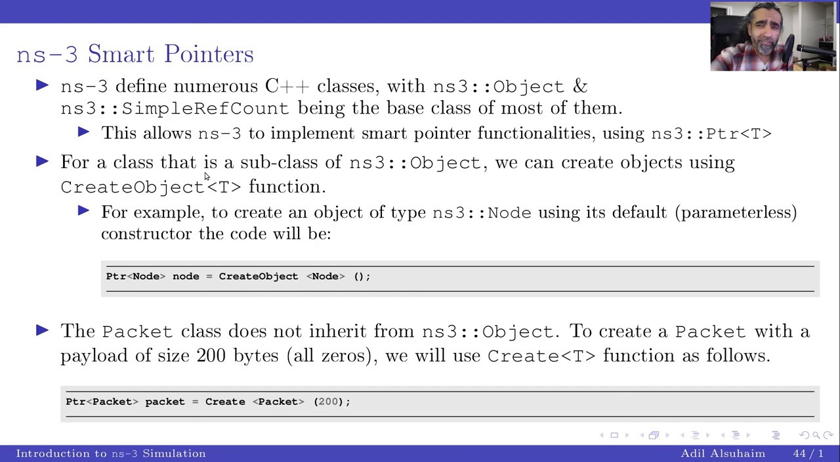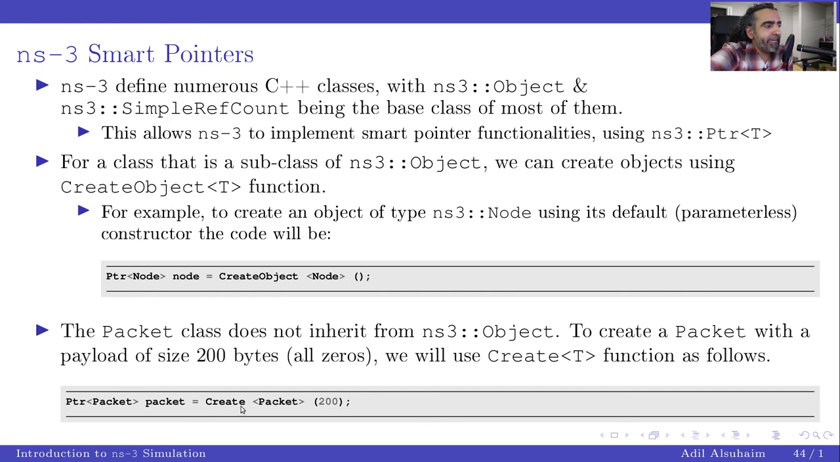If you ever use C++ Boost, this is similar to it. Pointers are represented with Ptr and then the class name within, and you can create an object of Node, because Node is a subclass of the NS3 Object class. That's how you do it. Packets are not a subclass of Object. Now, don't ask me why they did it that way, but that's their design decision. They must have made it a long time ago, and it stuck.